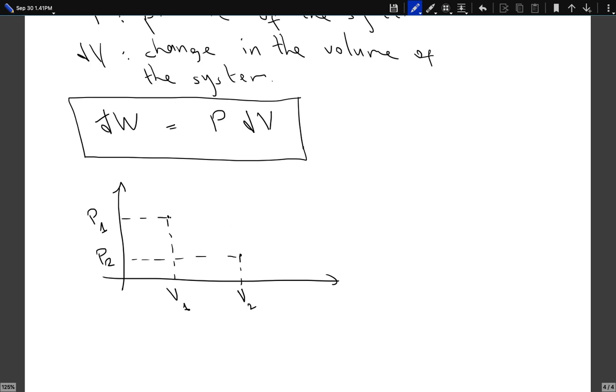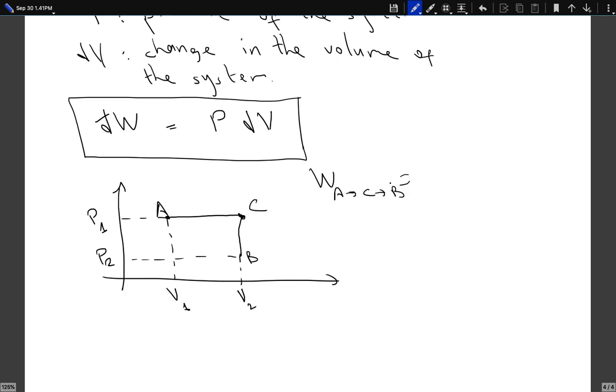Now, let me give you some more information. Let's say initially I start from P1, I keep the pressure constant until I reach the volume V2. And then once the system reaches V2, I drop the pressure to P2. Let's say this is state A, this is state B, and I have an intermediate state C. So let's calculate the work done as we go from A to C to B.